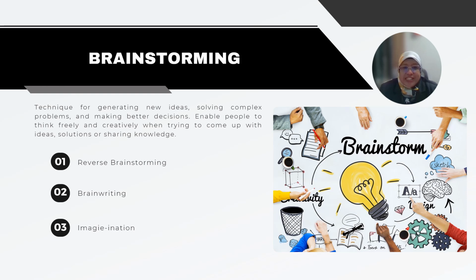The first one is reverse brainstorming. This involves starting with a solution and then working backward to understand the problem itself. It's useful for generating ideas from a desired outcome. The second one is brain writing. Participants write down ideas as they come to mind without judgment. This encourages a free flow of ideas and helps in capturing a wide range of thoughts.